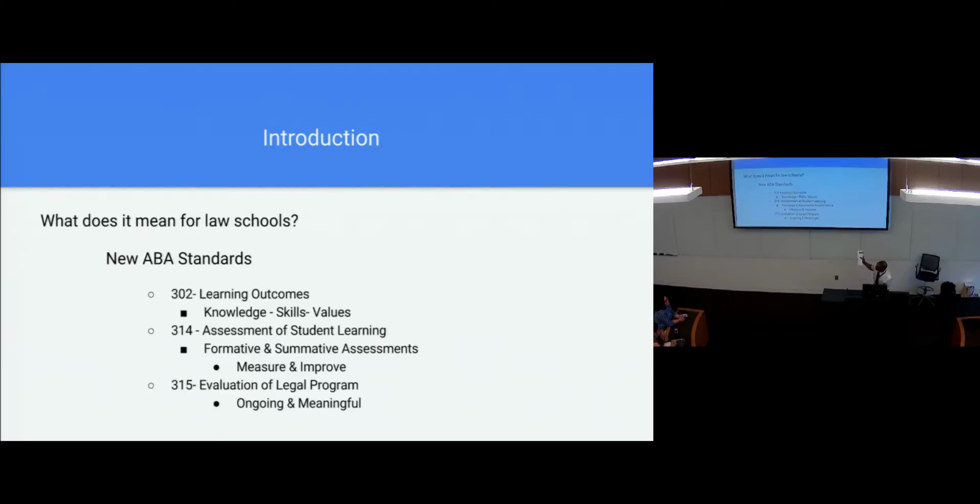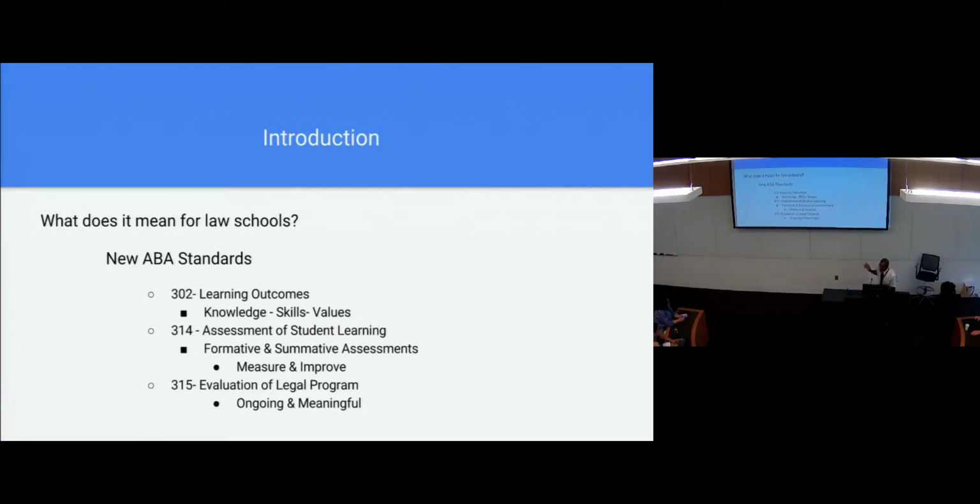But what I want to talk to you a little bit about is the ABA standards. As you know, they revised the accreditation standards last year, and they've made some pretty sweeping changes when it comes to learning outcomes and assessments. As far as learning outcomes, basically, schools are now required to come up with learning outcomes that discuss what we want our students to know, what we want them to be able to do, and what we want them to value.